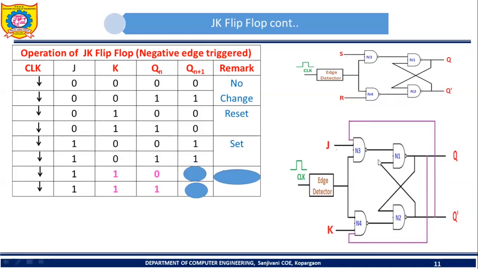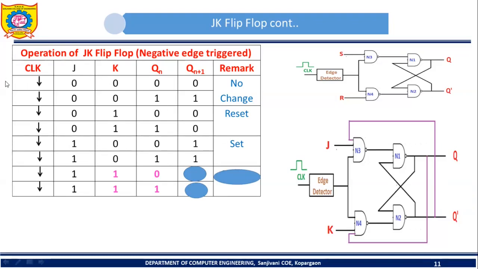So the rest of the circuits are the same. This feedback mechanism has been added in the JK flip-flop just in order to convert the invalid case of the SR flip-flop, that is S equal to 1 and R equal to 1, into a valid state. So now let's try to understand the operation of the JK flip-flop with the help of this table.